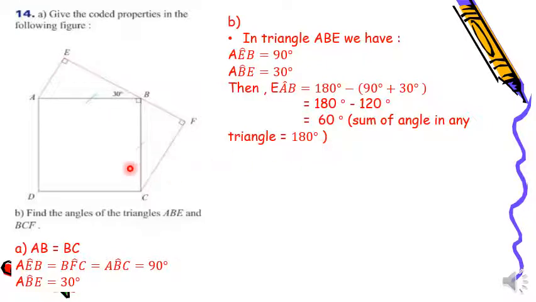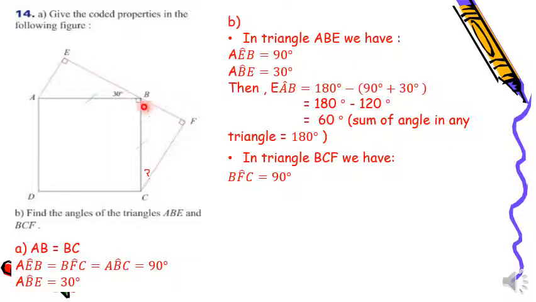Now let's move to the second triangle, which is triangle BCF. I know that this angle is 90 degrees. I still want to find the missing angles, which are this angle and this angle. Can you find the measure of these two angles? Here I can't use the property which says that the sum of angles in any triangle is 180 degrees because I don't know the measure of the second angle.